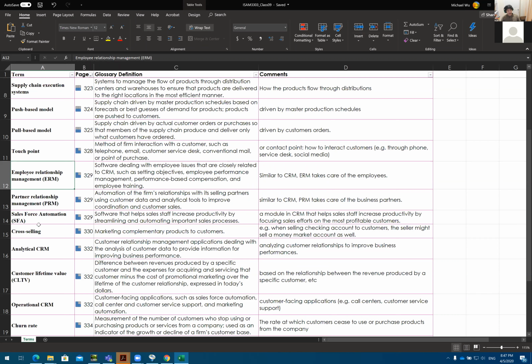Okay, so Salesforce automation, according to the book, is a module in CRM that helps sales staff increase productivity by focusing sales efforts on the most profitable customers. I've actually never used Salesforce automation before. I did use SFDC software before, but I think it's very complicated for me to understand since I didn't receive any training. I just used it to play around with it in a previous company that I worked for, Hewlett Packard.